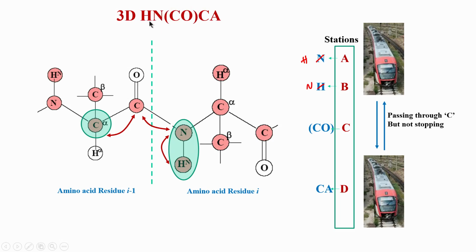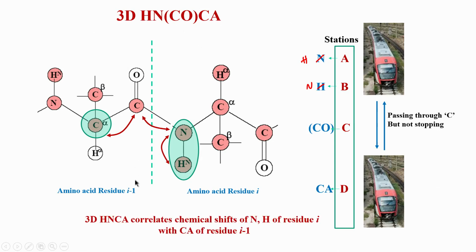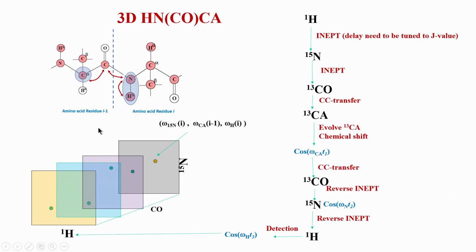Okay. So, this experiment is actually a 3D because it is correlating the chemical shift of amide proton with amide nitrogen with Ca. So, CO does not have any chemical shift value in this spectrum. Okay. So, 3D HNCA correlates Ca of I and I minus 1, whereas 3D HNCO correlates only to I minus 1. Okay. So, let us see how this experiment is designed.